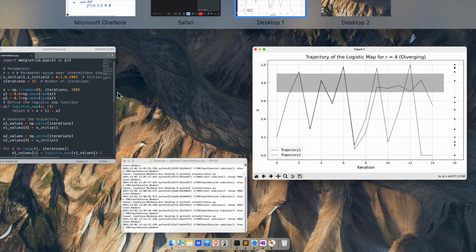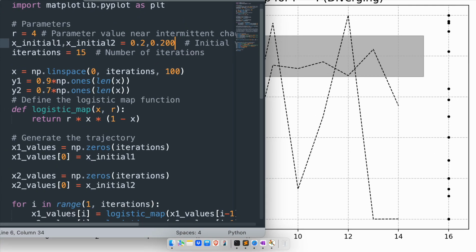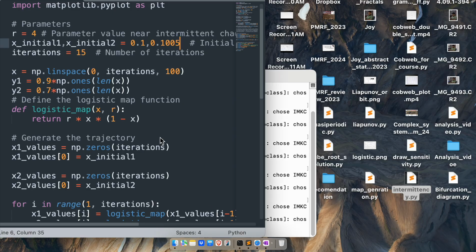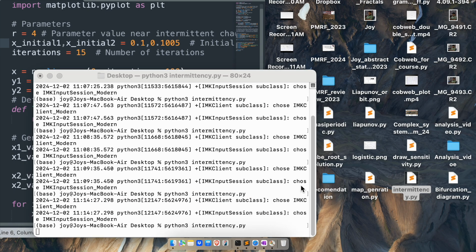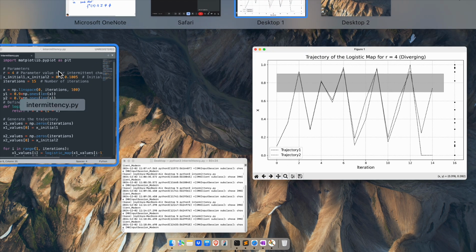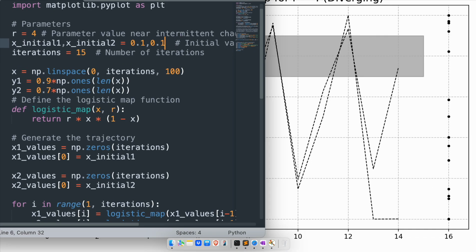So let me give another example. Suppose that instead of these, let me take the interval 0.1 to 0.1005 maybe. Let us see again where it goes. Okay, it also intersects here. So let me take another, bigger interval. Maybe let me do 0.2, maybe 0.1.